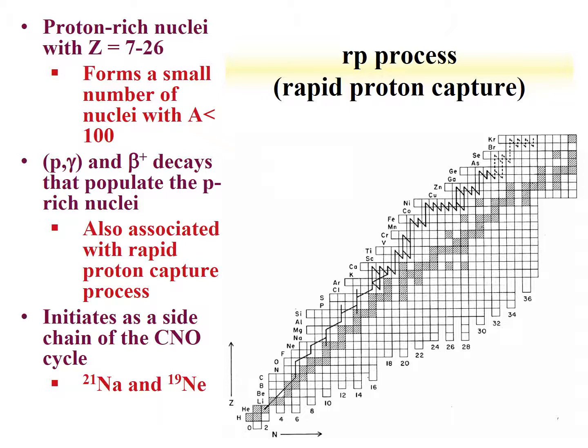A final process that occurs to complete the formation of the proton-rich nuclei is something called the RP process, and this is for rapid proton capture. This occurs with relatively light elements from Z of 7 to 26. You get proton-gamma reactions and subsequent positron decay that populate these proton-rich nuclei. This is initiated as a side chain of the CNO cycle, for instance with sodium and neon isotopes.